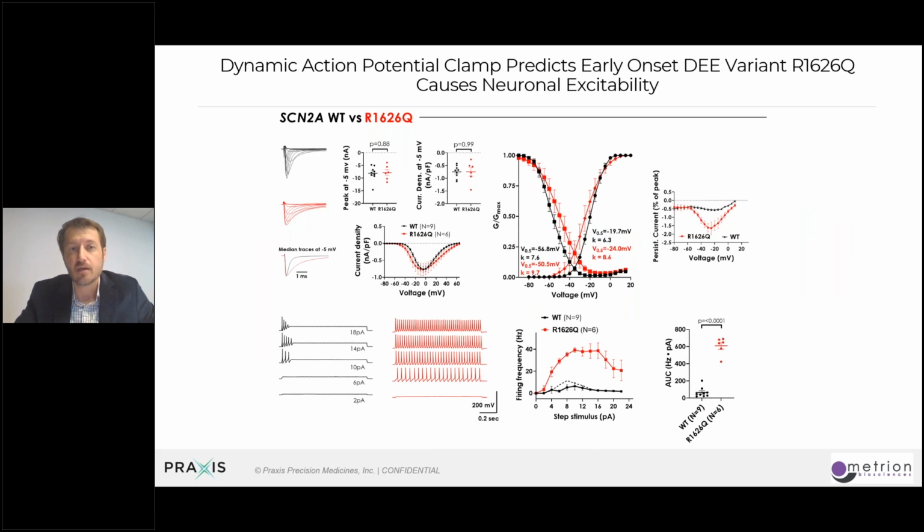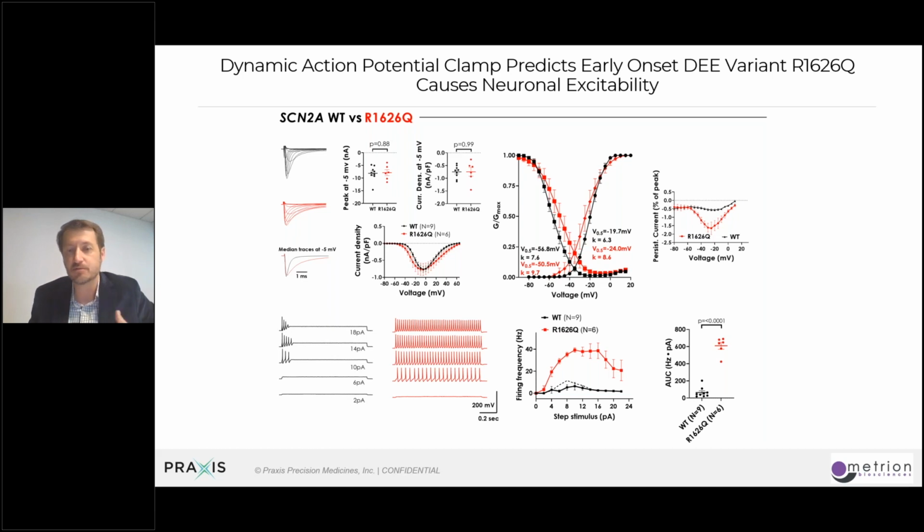What we're doing with Metrion is really taking that assay, and we've ported it over. And this is data with an early onset variant, which is R1626Q. We're asking the question, very quickly, can we go from taking a variant where we have a reasonable idea of what should be expressed by that variant, and confirm that using a dynamic clamp system?